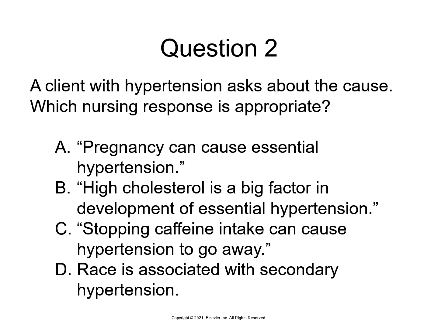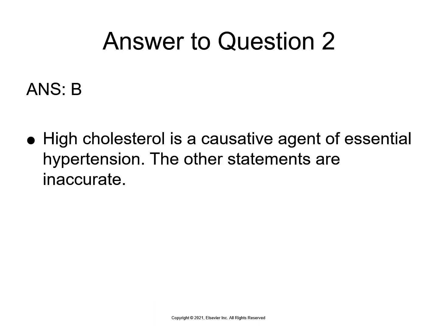What do we know for sure? What do we know can cause essential hypertension? Remember when we were talking about essential hypertension? People can have a trait to have high blood pressure because they have high cholesterol. That is a causative agent of essential hypertension. The other statements are totally incorrect.